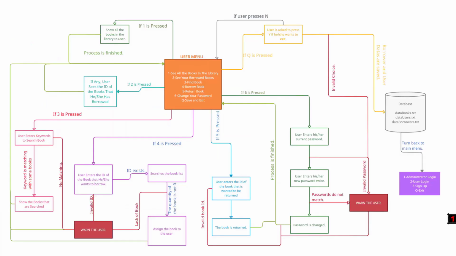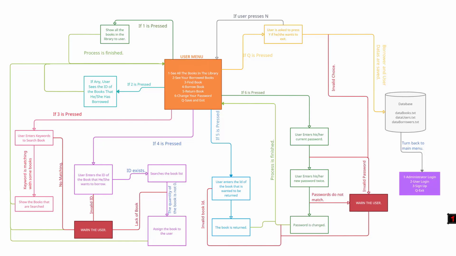In the user interface, if we press 1, the program shows us all of the books in the book list. By pressing 2, we can see the books that we have borrowed. If we press 3, the program wants us to enter some keywords matching the book we search for, and then it shows us a list of matching books.